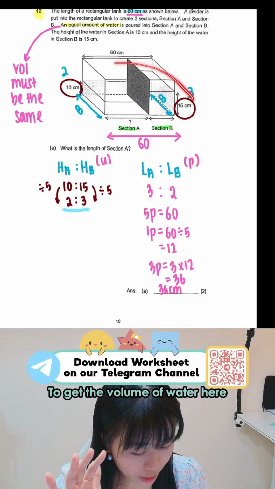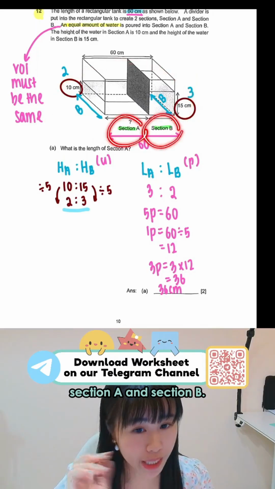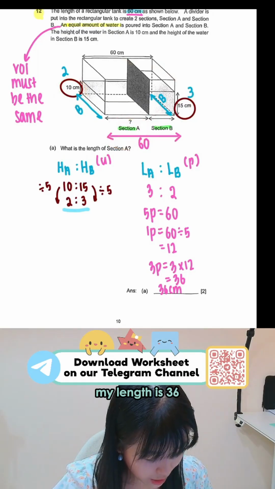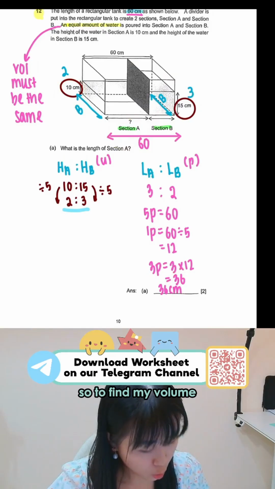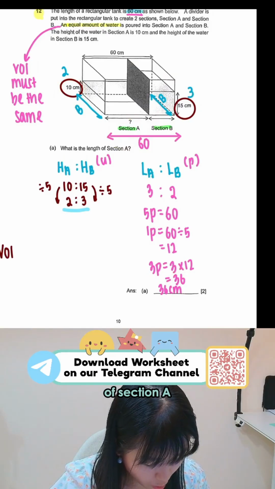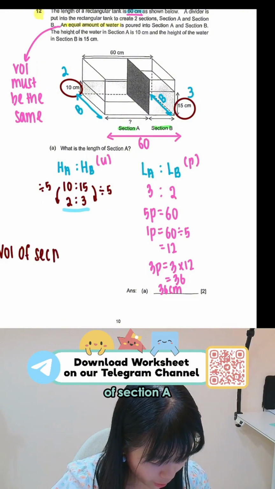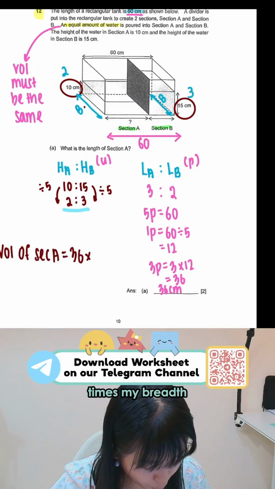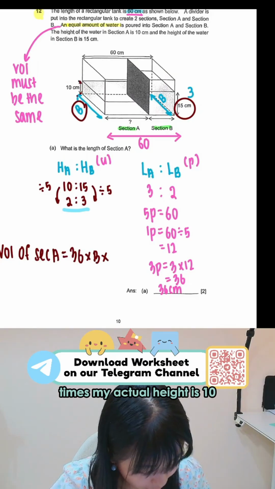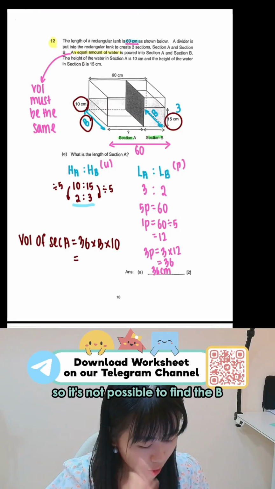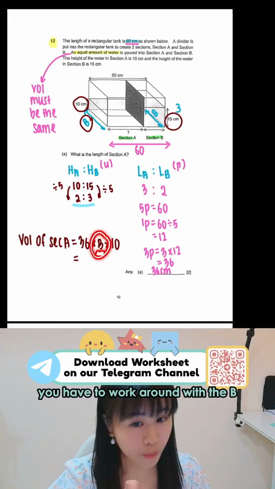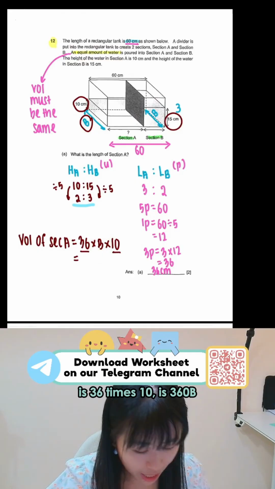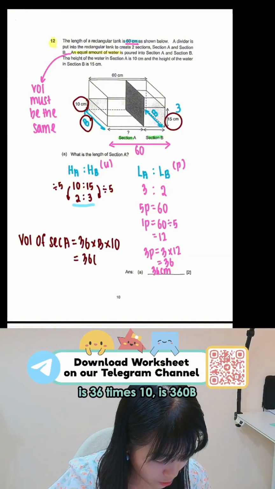To get the volume of water here, I need to split up into section A and section B. My section A, my height is 10. My length is 36. So to find my volume of section A, it is going to be my length of 36 times my breadth times my actual height, which is 10. So it's not possible to find the B. You have to work around with the B. That's why it's hard. So the volume of section A is 36 times 10, which is 360B.